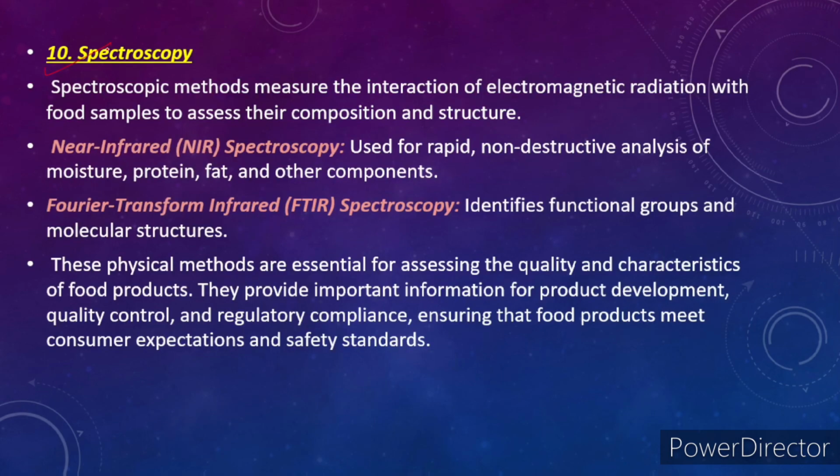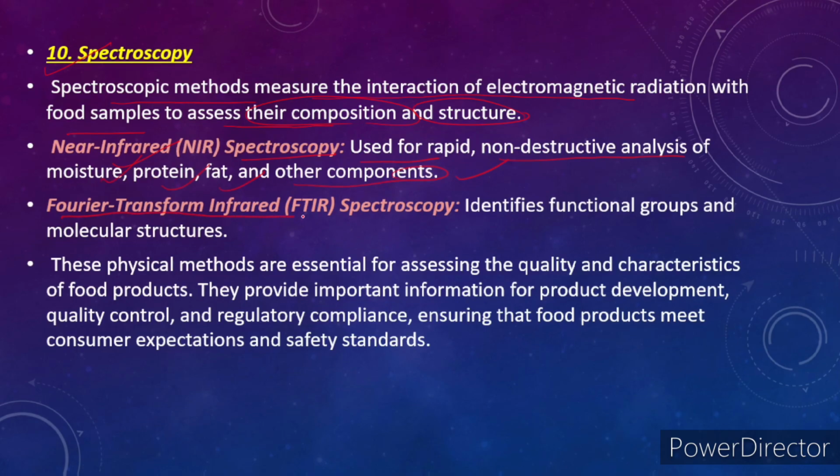And the last topic is spectroscopy. Spectroscopic methods measure the interaction of electromagnetic radiation with the food samples to assess their composition and structures. Near infrared spectroscopy is a common analytical method used in the food industry to measure food characteristics. It is used for rapid, non-destructive analysis of moisture, protein, fat and other components.